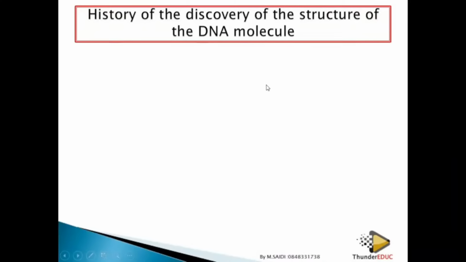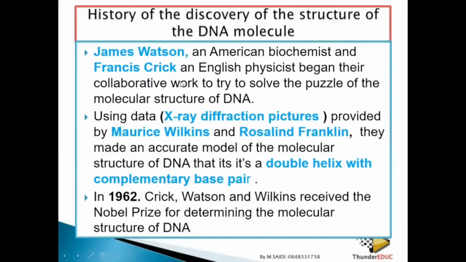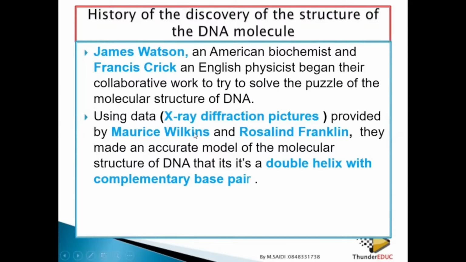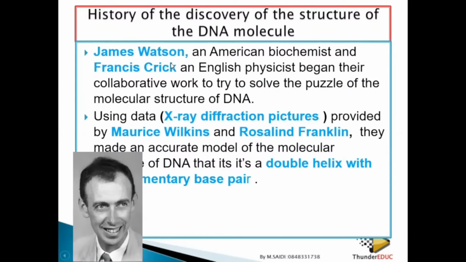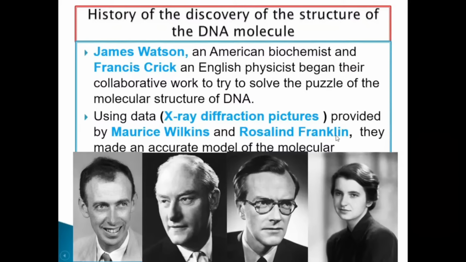We are going to look at the major people who were involved in the discovery of DNA. James Watson and Francis Crick were working together to try to solve the problem of the DNA molecular structure. As they were working, two other people were also working on the same structure, Maurice Wilkins and Rosalind Franklin. Before I continue, let me be clear: James Watson is a guy, Francis Crick is a guy, Maurice Wilkins is a guy, Rosalind Franklin is a lady.